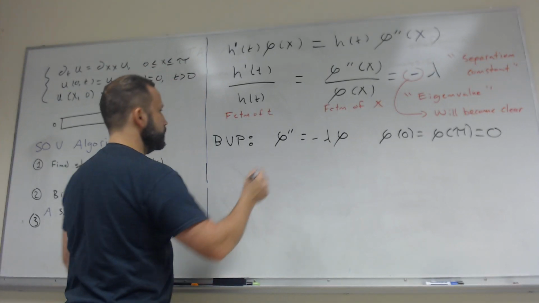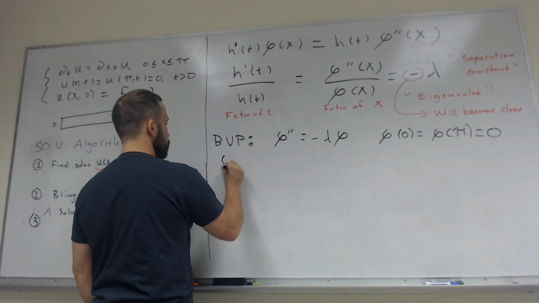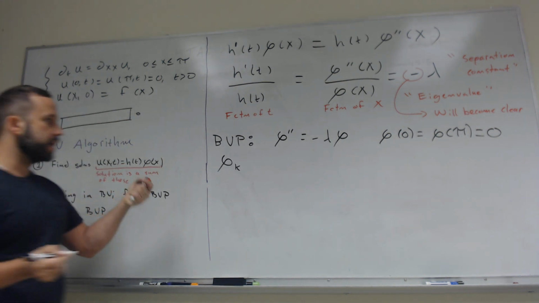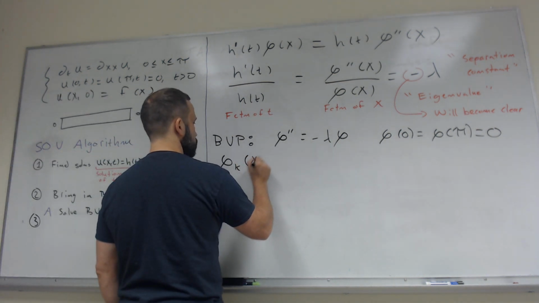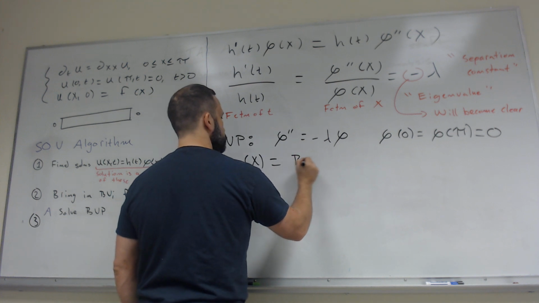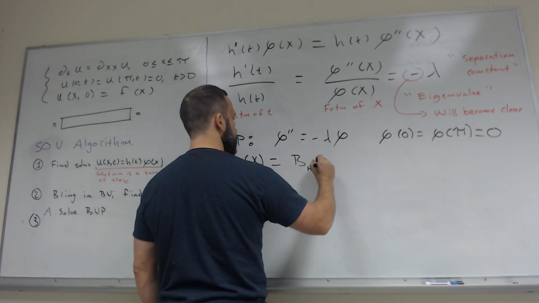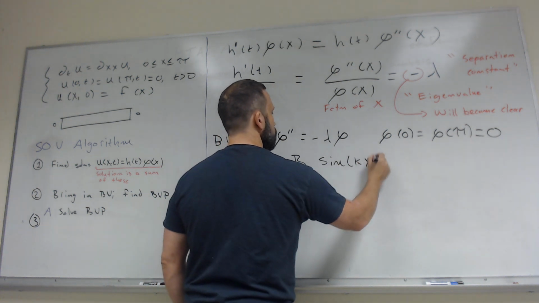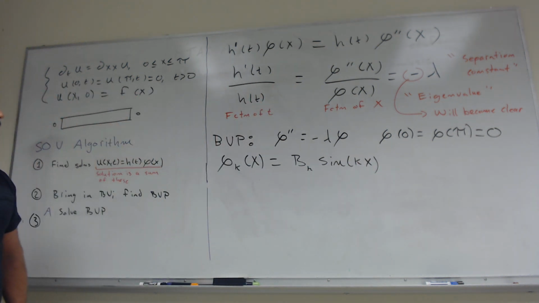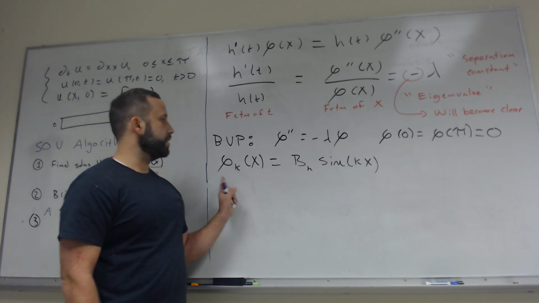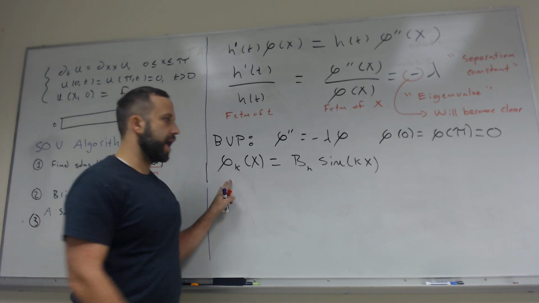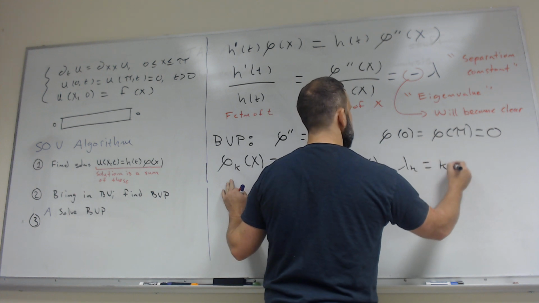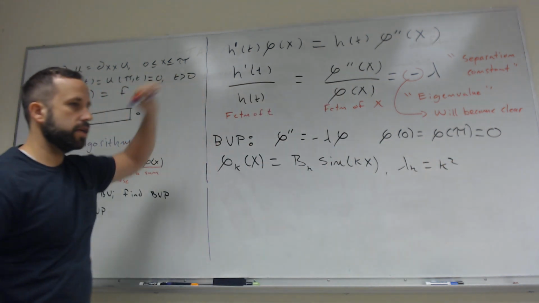Okay, so the solution to this boundary value problem, I'm now going to call it phi k of x. I'm going to index it by k, the eigenvalue. Phi k of x is equal to bk, I'm going to call it bk sine of kx. Okay, so notice again, there's only solutions for when lambda k is equal to k squared, so I'll just record that here. Lambda k is equal to k squared because we're going to need it up here.